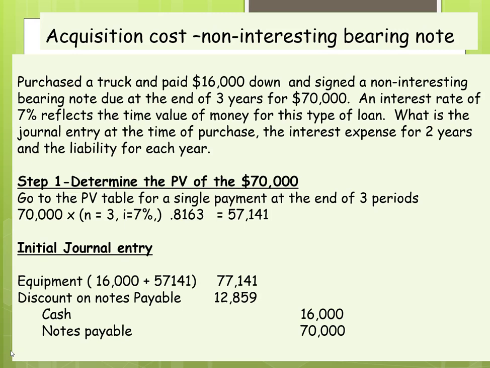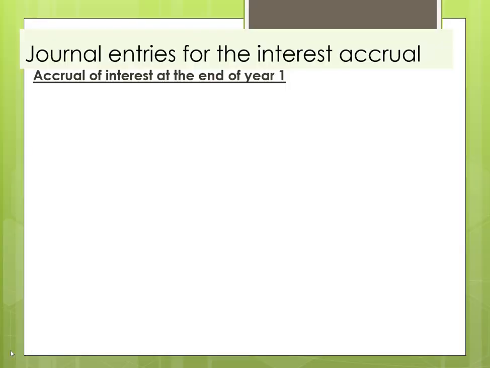Now what we're going to do is amortize that discount over time. So at the end of the first year, we're going to have interest expense. Since we're using the effective rate, whenever you use the effective rate, you always do interest expense first, and that's always going to be the net value of the note, which is the face of the note minus the discount or plus the premium, times the effective rate, in this case 7%.